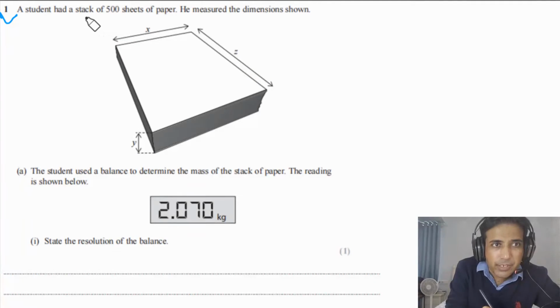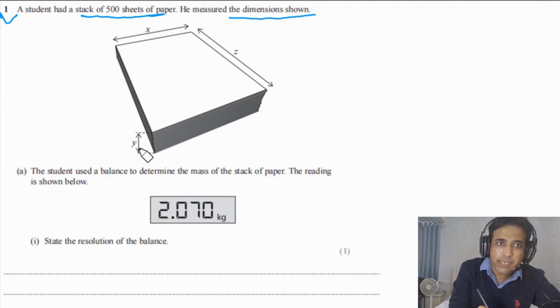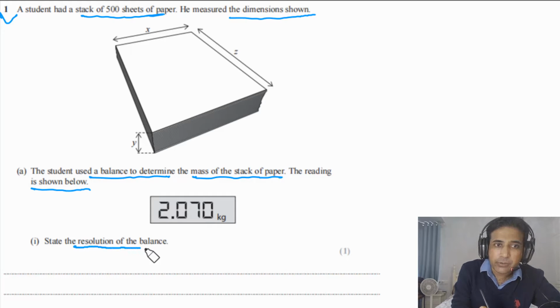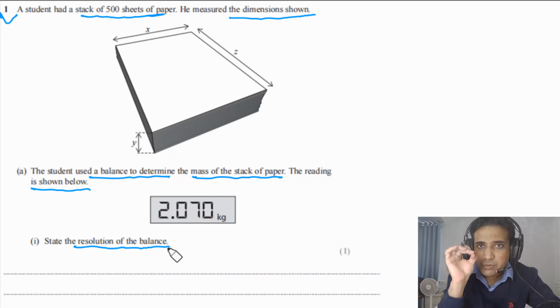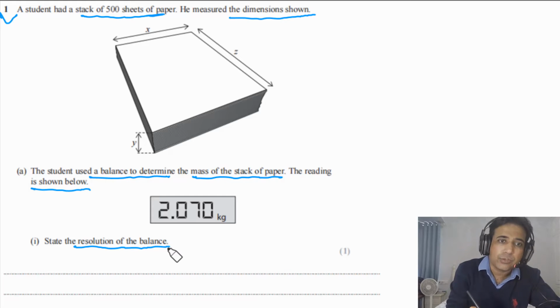Question 1 says a student had a stack of 50 sheets of paper. He measured the dimensions shown, x, y and z. The student used a balance to determine the mass of the stack of paper. The reading is shown below. State the resolution of the balance. Resolution is the smallest measurement we can take with the help of that instrument. Now if you look at this one, here we have the decimal place. How many decimal places do we have here? We have 3 decimal places.